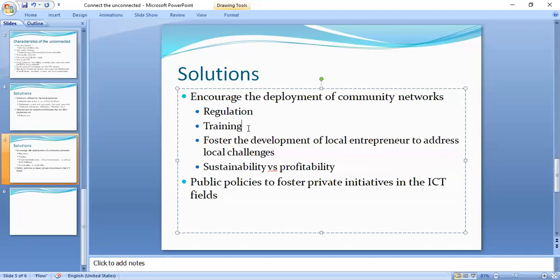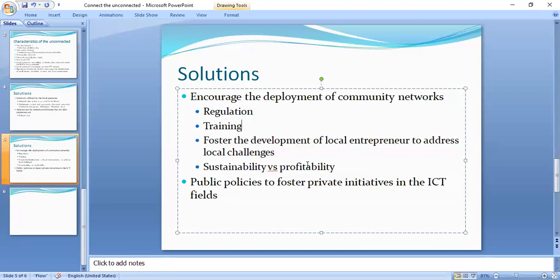And in this case the government also has to have some public policy to foster private initiatives in the ICT field. Like it can be having some tax incentives to have those people going to those underserved populations. Basically, that's what I need to say. And the solution must be to deploy those community networks.